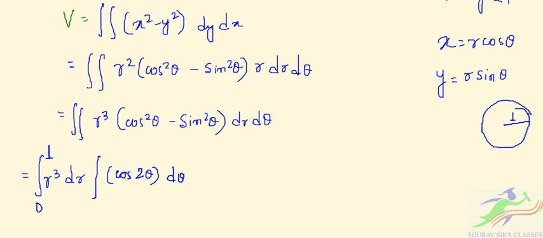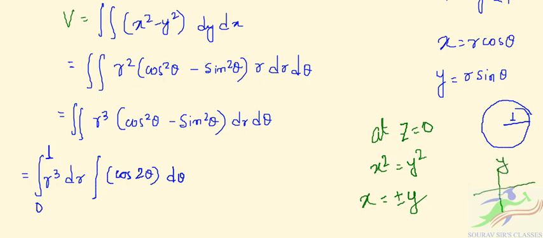So at z equal to 0, how do we find the lower limit and the upper limit? For z equal to 0, because we said that z is greater than 0, at z equal to 0, x square is equal to y square, right? Or we can write it this way, that x is equal to plus minus y. So what does this state? Suppose this is an xy plane.